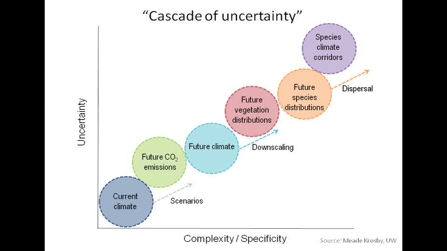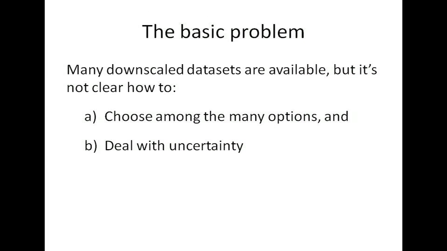One of the big concerns there is that as we go from large-scale changes from the global models to increasing specificity in terms of scale and in terms of variables, the question is really, what is that doing in terms of uncertainty? We have models with uncertainties at each step of the way. They're compounding. How do we contend with that uncertainty? How do we quantify it? How does that affect our decisions? So that's the basic problem I'm starting with in this talk: we've got lots of data sets, which is admittedly a good problem to have, but how do we choose among them? And how do we contend with uncertainty?